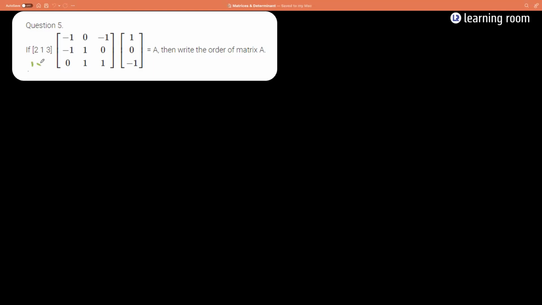It is going to be 1 cross 3. Then this is 3 cross 3, and this is 3 cross 1. When 1 cross 3 and 3 cross 3 are multiplied, you will get another 1 cross 3 matrix. When 1 cross 3 and 3 cross 1 are multiplied, you will get a 1 cross 1 matrix, which means a single digit.